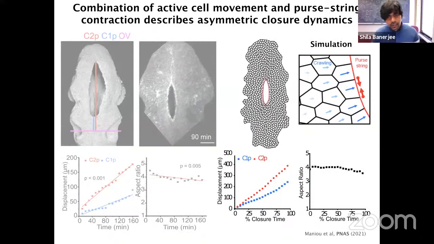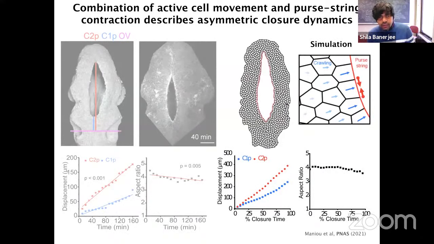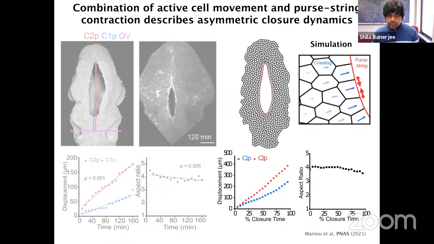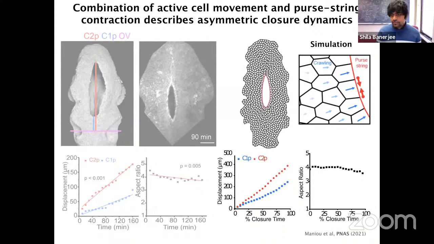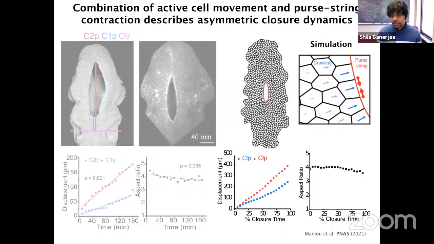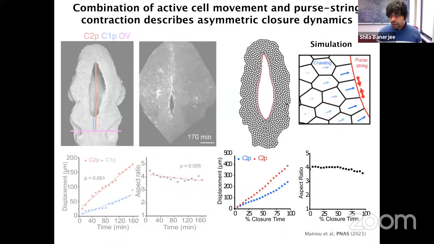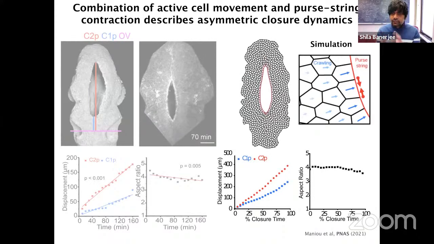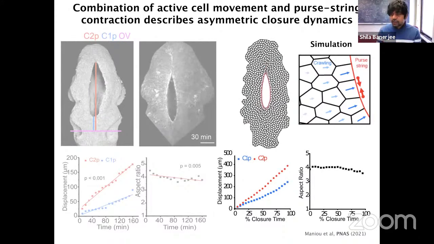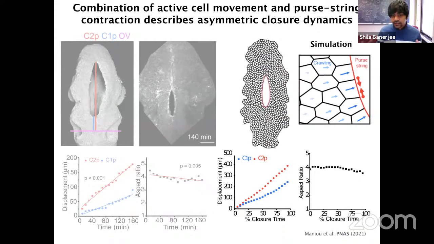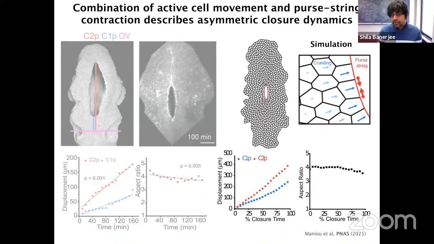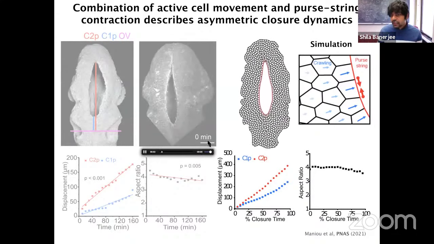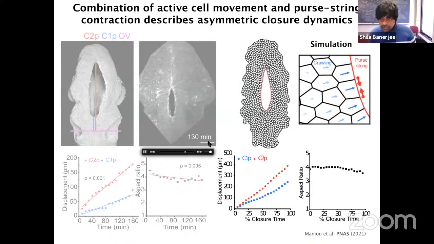To explain that, we developed a model. We used the Vertex model, but we needed to include an additional mechanism for closure, which is active cell movement, right? So cells crawl along with purse string driven contractility. The purse string acts as a cable under line tension. So what happens is that as the gap closes, the purse string will become round, and the asymmetry of the gap will be lost, right? So to maintain the shape of the gap, we need something like active cell migration, okay?